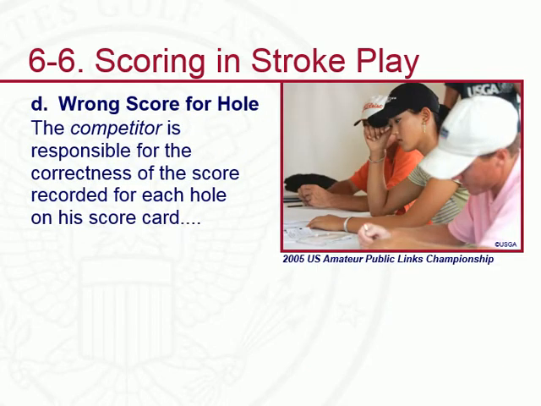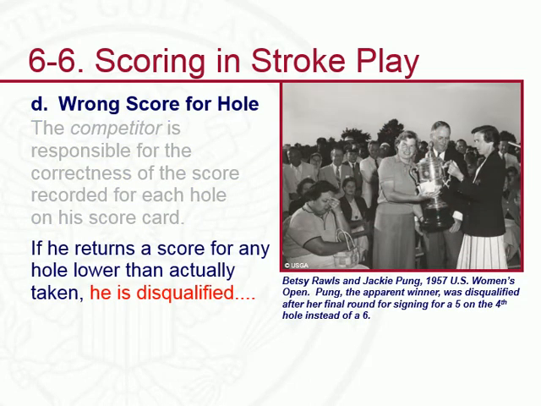Rule 6-6D is a wrong score for a hole. The competitor is responsible for the correctness of the score recorded for each hole on his scorecard. If he returns a score for any hole lower than actually taken, he is disqualified. And as you can see here on the right, this is Betsy Rawls and Jackie Pung in the 1957 U.S. Women's Open. Pung, the apparent winner, was disqualified on her final round for signing for a 5 on the 4th hole instead of a 6.